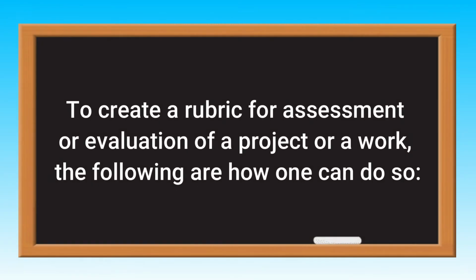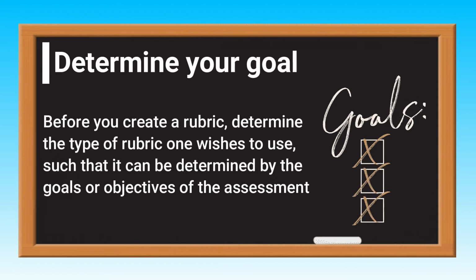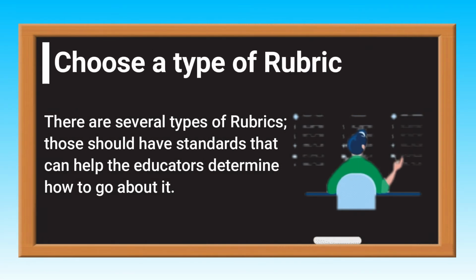To create a rubric for assessment or evaluation of a project or a work, the following are how one can do so. Number 1. Define your goal. Before you create a rubric, determine the type of rubric one wishes to use, such that it can be determined by the goals or objectives of the assessment. Number 2. Choose a type of rubric. There are several types of rubrics. Those should have standards that can help the educators determine how to go about it. Also, one can opt for analytical rubric or holistic rubric.